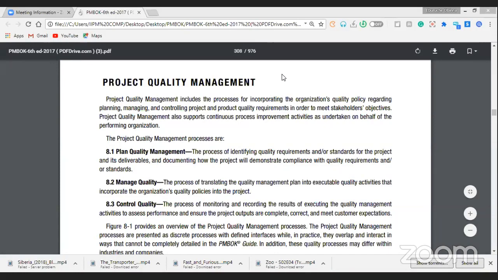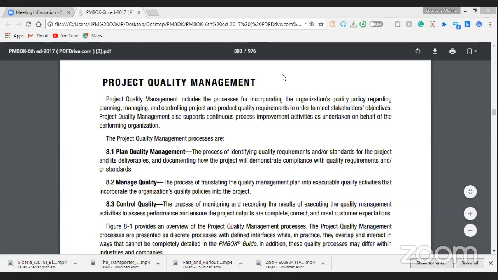All right. Okay, so from what we have here, project quality management includes the processes for incorporating the organization's quality policy regarding planning, managing, and controlling project and product quality requirements in order to meet stakeholders' objectives. I would like us to pay key attention to some of the keywords that will be coming out from this session. So quality management is towards meeting the stakeholders' objectives in the project deliverable.